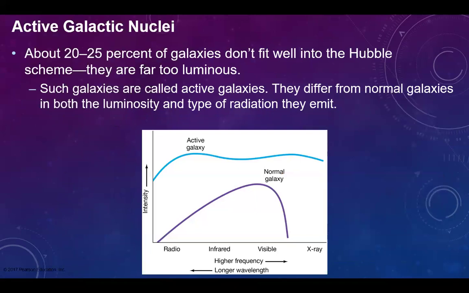About 20 to 25% of galaxies don't fit well into the Hubble scheme. They're far too luminous. So here's a normal galaxy. It looks like a black body curve. It's got this luminosity. Here's an active galaxy. You can see it doesn't look like that black body curve. It's much flatter, and it's much brighter. Such galaxies are called active galaxies. They differ from normal galaxies in both the luminosity and the type of radiation they emit. So they're brighter, and their emission of radiation is not the same as a normal galaxy.